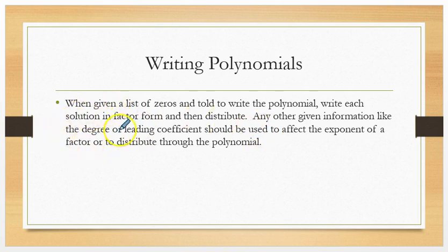The biggest trick with the degree is maybe they give you 3 solutions, but they say it should be degree 4. Then you might need to put an exponent on one of the factors to affect the multiplicity of it at that point.